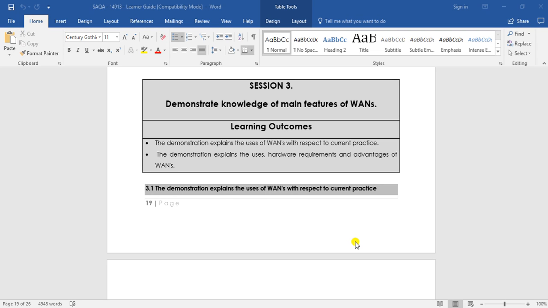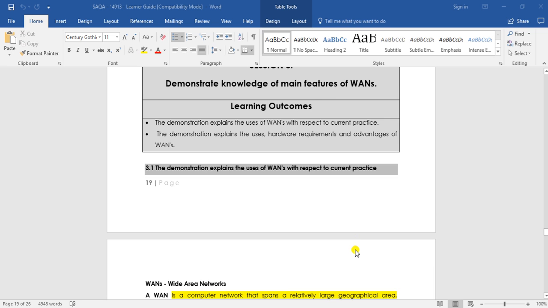The topic for session 3: you need to demonstrate knowledge of main features of WANs. The learning outcomes for session 3: you need to explain the uses of WANs with respect to current practice, and lastly, you need to explain the uses, hardware requirements and advantages of WANs.